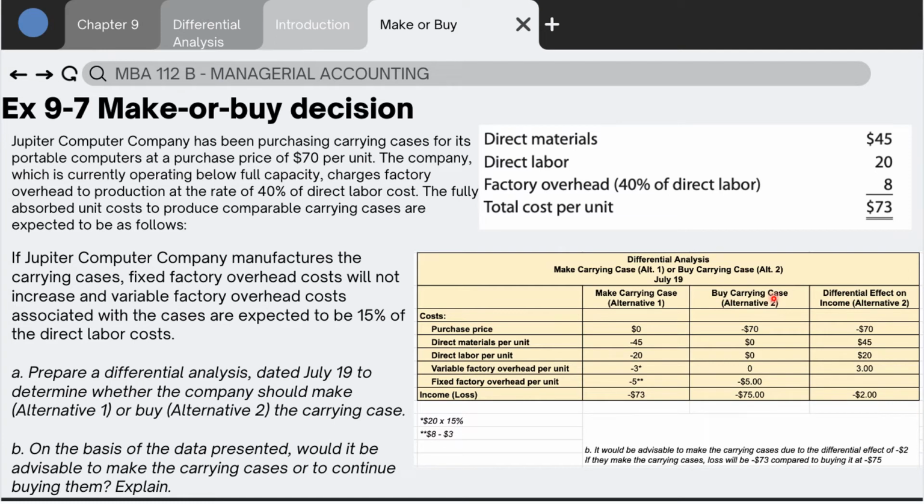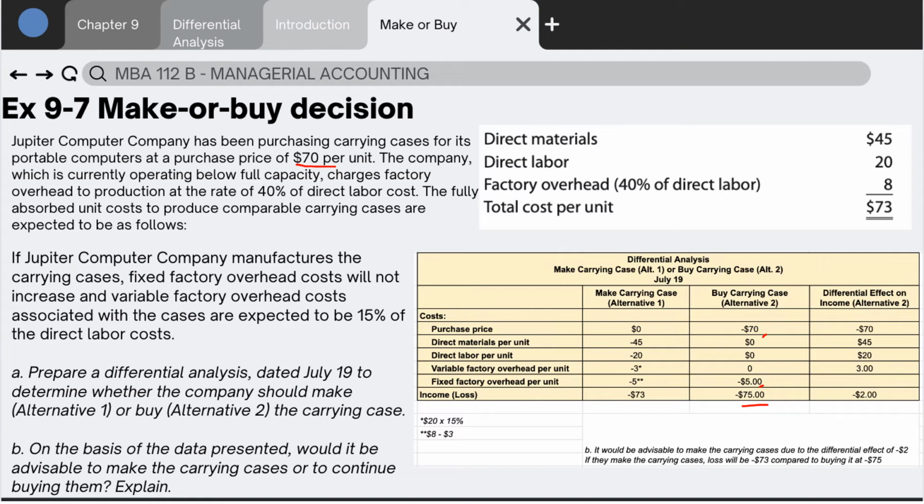As to buying the carrying case, we have the purchase price of $70 per unit. And the fixed factory overhead, which was mentioned in the previous slides, would not affect whether we continue, discontinue, make, or buy a product, since fixed factory overhead is not calculated or specific to a single product or service. So we have $5, and if we add 70 and 5, that will be $75.